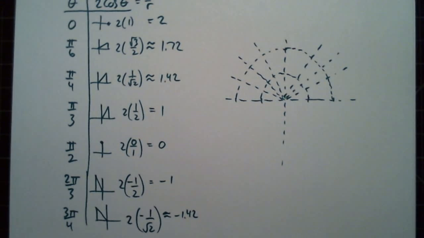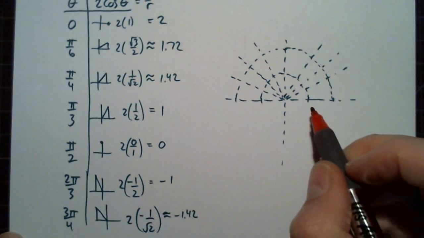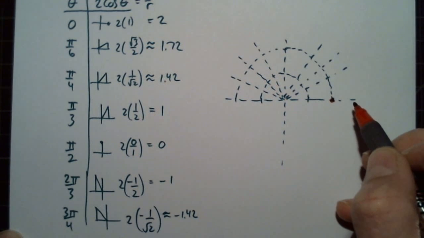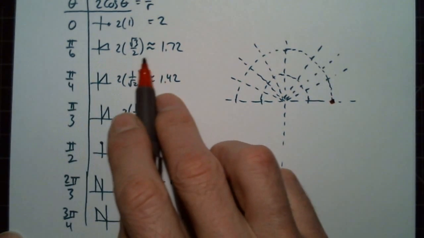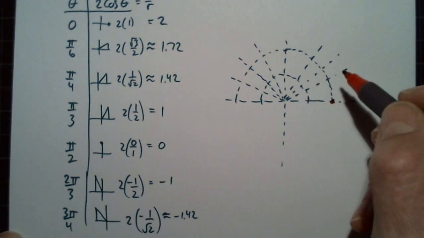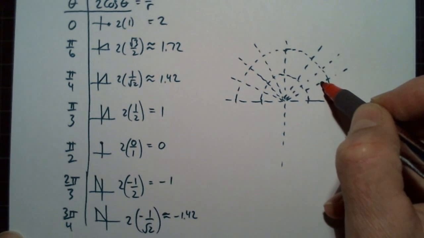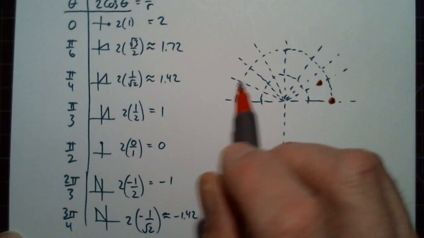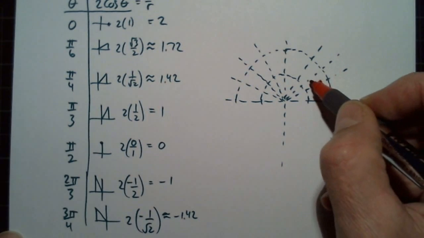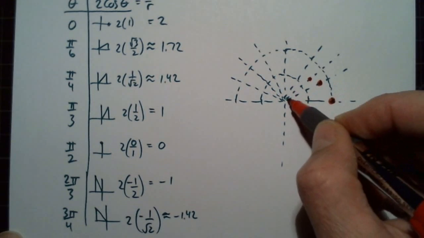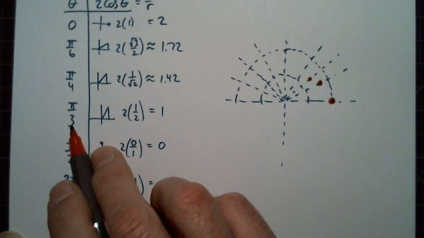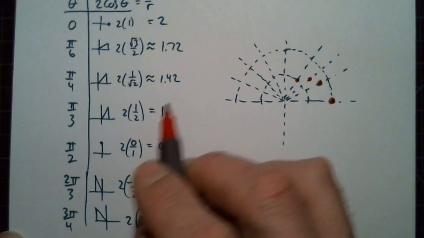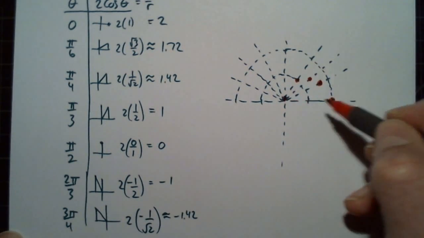so let's plot the points. At 0, we'll go to 2. We rotate 0 and have a radius of 2. Then we rotate pi over 6 and go out 1.72. Here's pi over 6, 1.72. Pi over 4, 1.42. At pi over 4. Let's go to pi over 3 and go out 1. And at pi over 2, we'll go to 0.